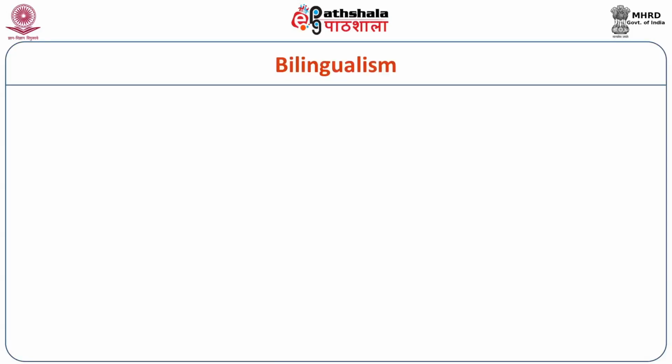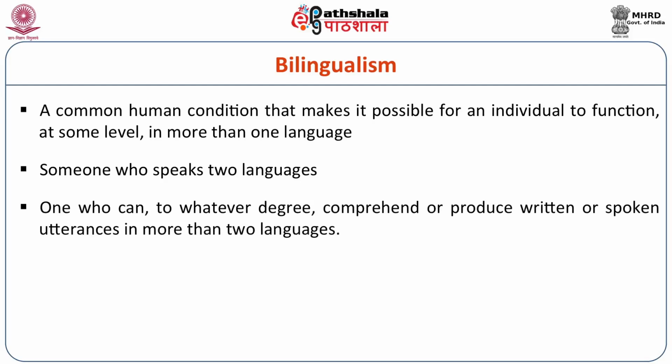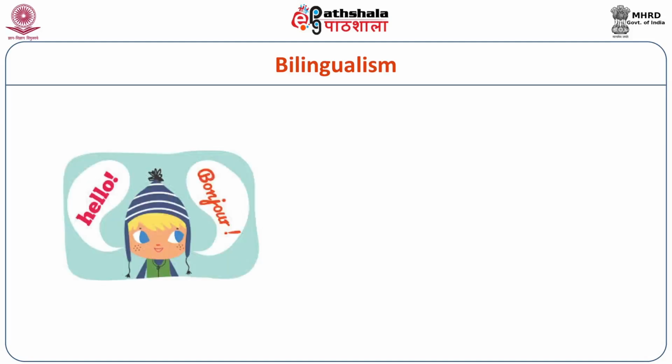The other term is bilingualism. Bi means two, and lingualism deals with the language, a common human condition that makes it possible for an individual to function at some level in more than one language. Someone who speaks two languages is known as bilingual. One who can, to whatever degree, comprehend or produce written or spoken utterances in more than one language is a bilingual person.